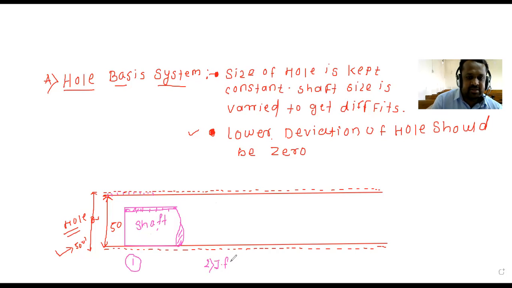Suppose interference fit. What is the condition for the interference fit? We know that in an interference fit, the shaft should be bigger and the hole should be smaller. Already we have fixed the size of the hole, so we should not vary it. We just have to vary the size of the shaft only. Then how to draw the shaft here? Like this.